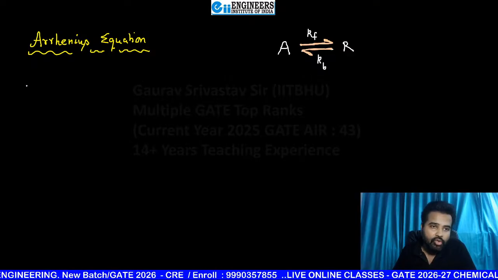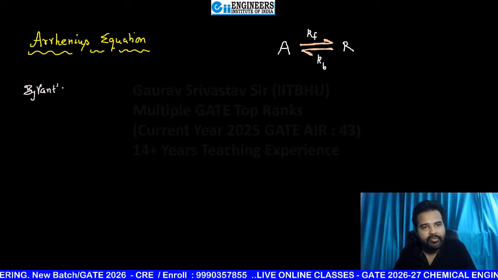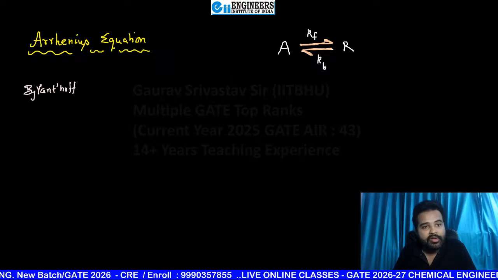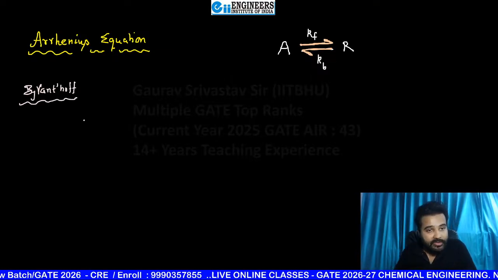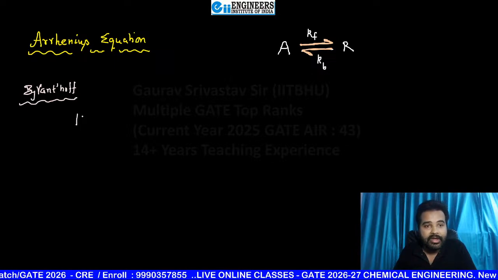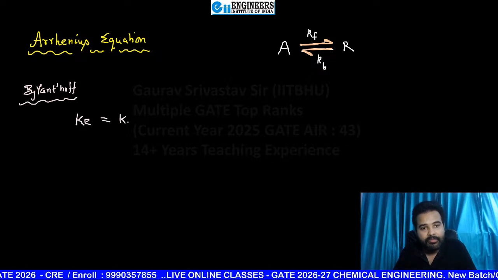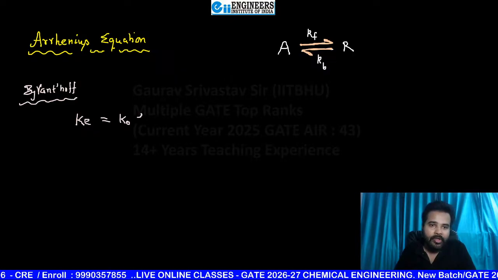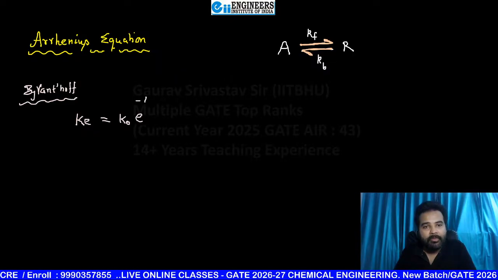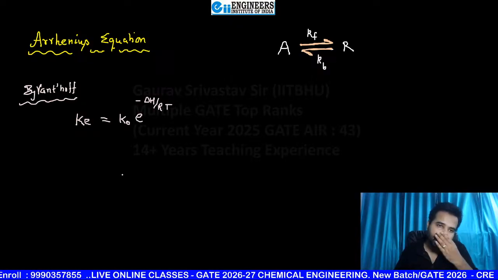Don't worry. So by van't Hoff equation, I am taking the van't Hoff equation and showing you Arrhenius's work. Just as you had seen the van't Hoff equation, that was Ke, and Ke becomes equal to some integration constant K naught into e raised to the power minus delta H by RT.